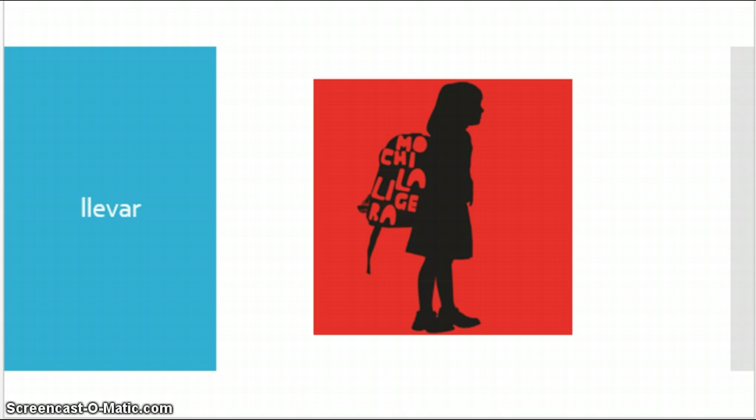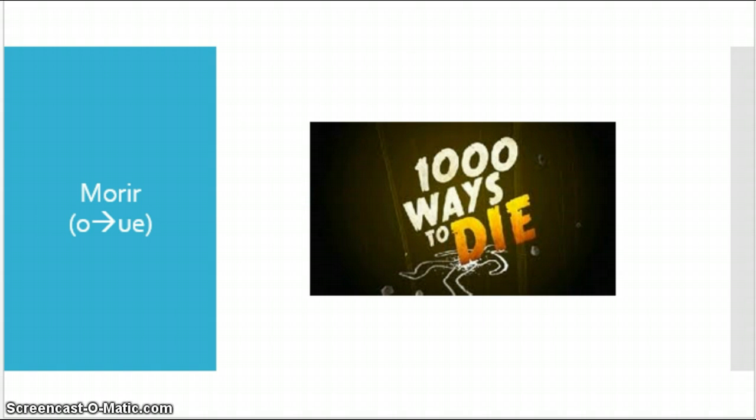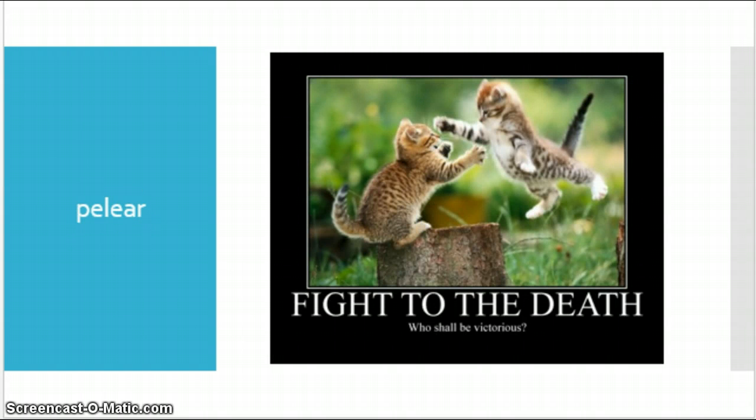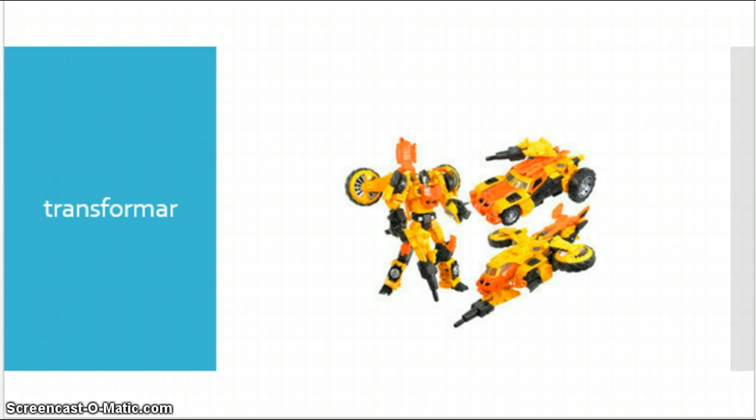Llevar tiene muchos significados. Llevar could be to wear. In this particular case, we're using it as to carry or to bring. So la chica lleva su mochila. She brings or she carries her backpack. Llorar significa to cry. Morir. Often in our stories, we might have some death take part in the story. Morir is an O-to-U-E stem changer. You might be familiar with the show 1000 Ways to Die. Pelear significa to fight, so there might be not a battle, but just a fight amongst the characters. Regresar significa to return, so maybe that somebody was in the story in the beginning and they return at some point in time. Transformar significa to transform or to change. We know Transformers, ¿verdad?